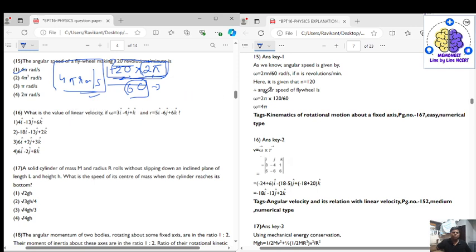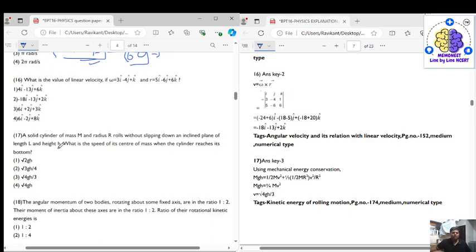Now question number 16. Question number 16 asks what is the value of linear velocity if omega and r are given to us as this. So the linear velocity vector v is equal to omega vector cross r vector. Here we are finding the cross product of the omega vector and r vector using the determinant method. So we finally get 18 i cap plus 30 minus 13 j cap plus 2 k cap. Now let's see how we have done it, finding the cross product.